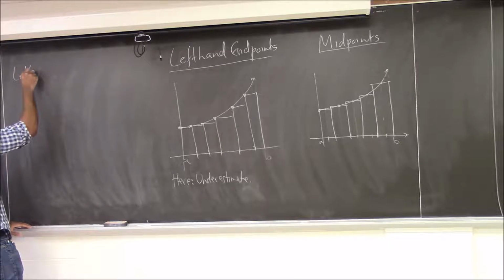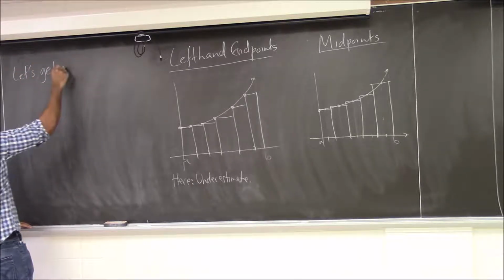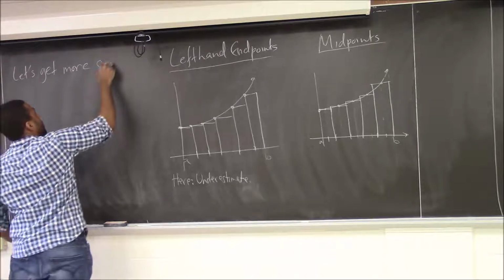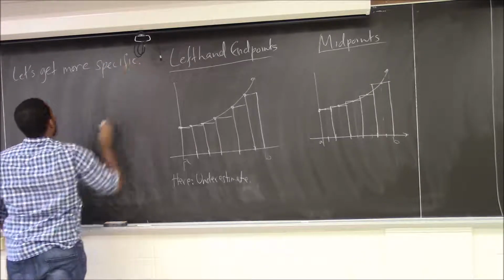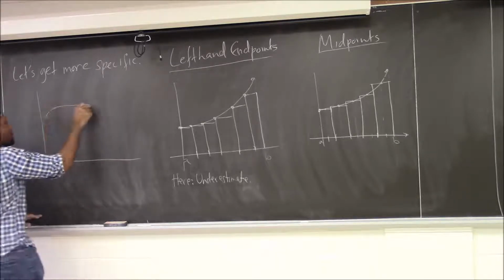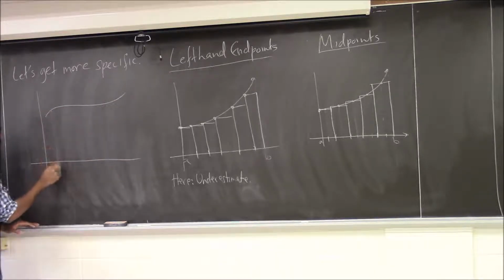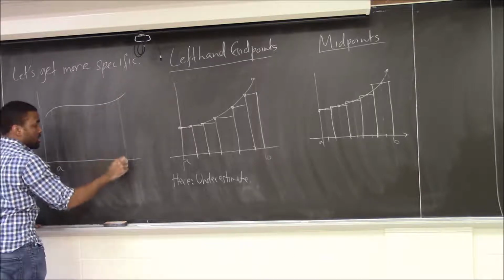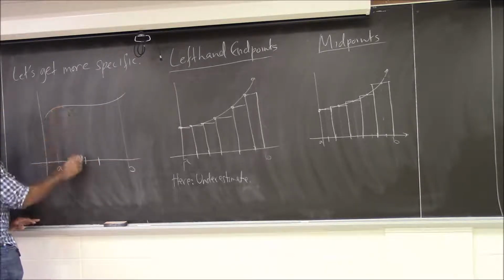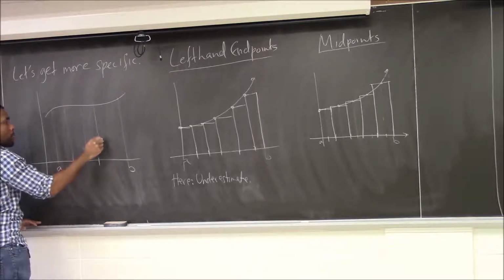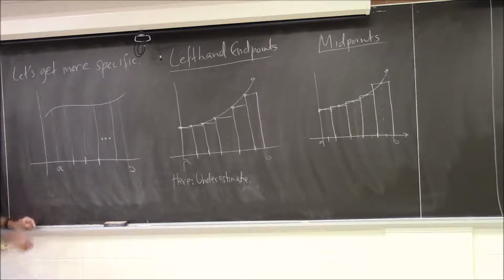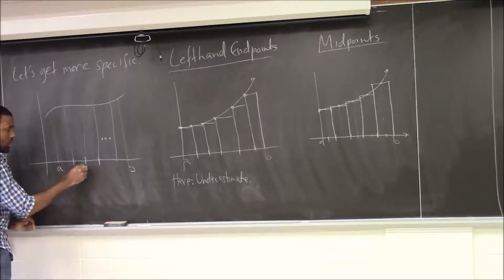Let's get more specific. All right, let's introduce some notation so that we can do this in a streamlined manner. So here's my curve doing whatever it's doing. So here's A, here's B. We cut it into subintervals. Going to introduce some notation. We do it in such a way that all subintervals are of equal length.